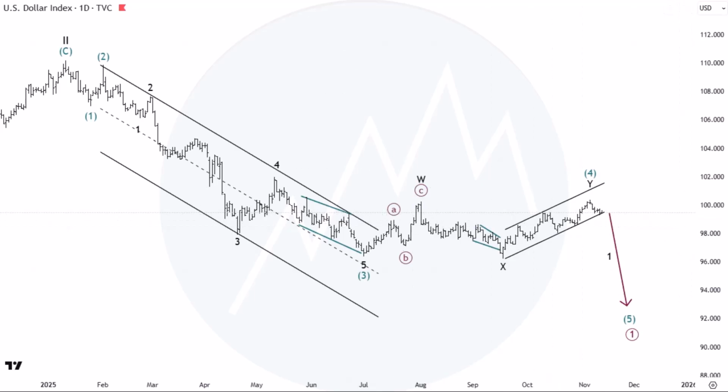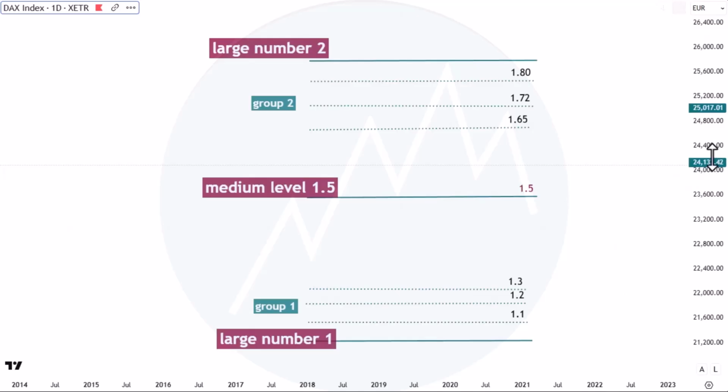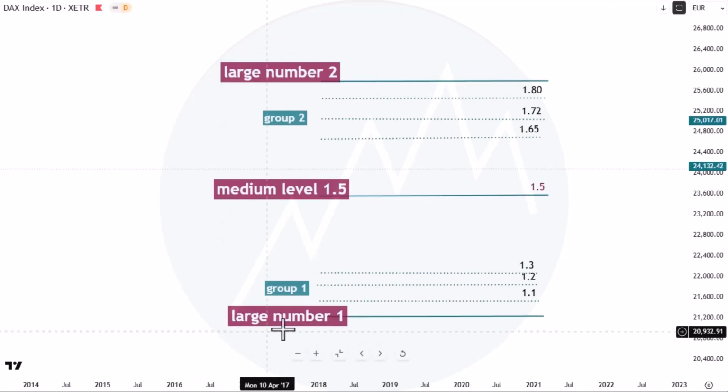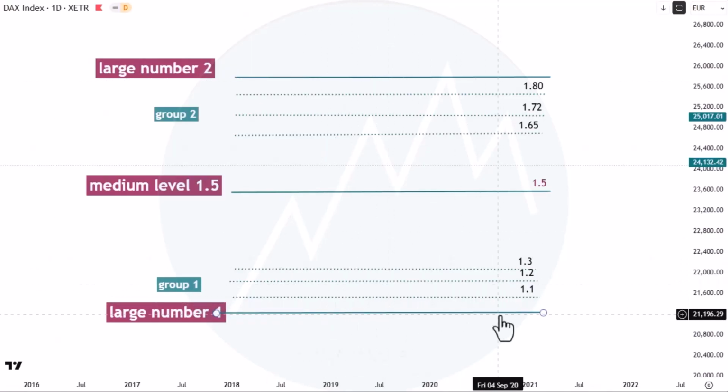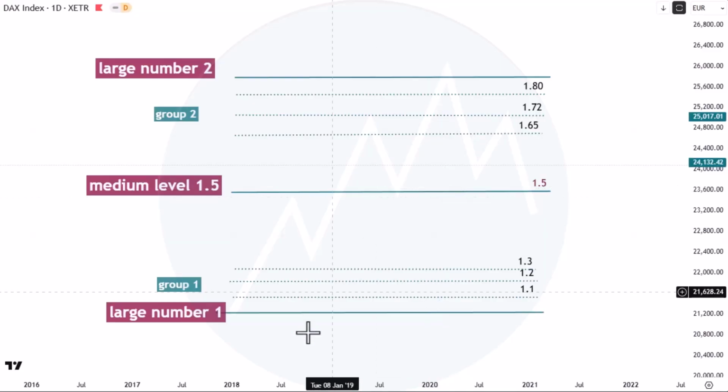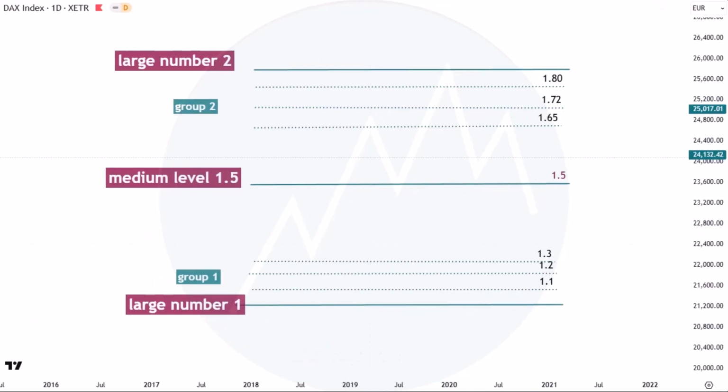The market moves from one point to another point. If we check, this is large number 1 and this is large number 2. So when the market goes from 2 to 1 or 1 to 2, the market goes within the large number, and the market has minor levels, sub levels, minor group 1, minor group 2, and medium level. So when the market moves, it first goes to group 1. 1.1, 2, and 3 belong to group 1.